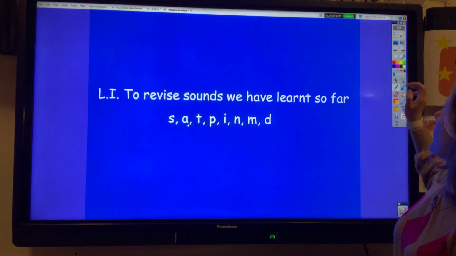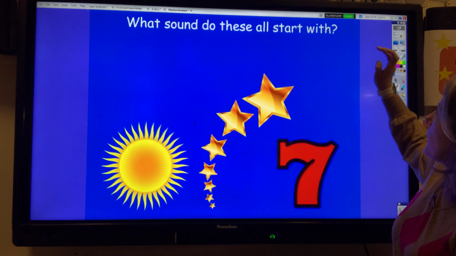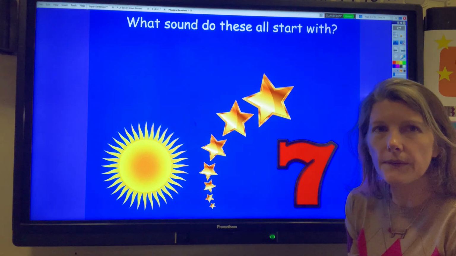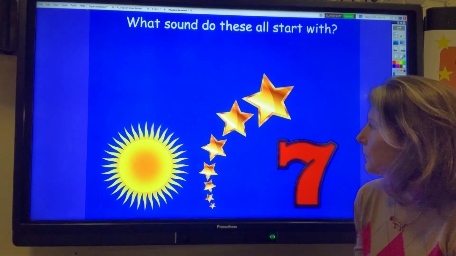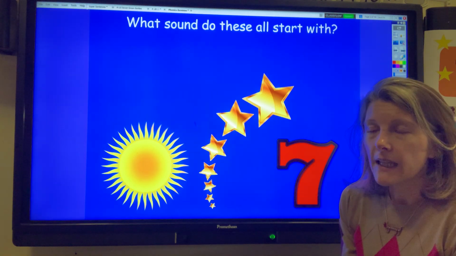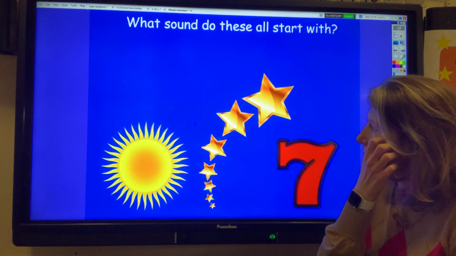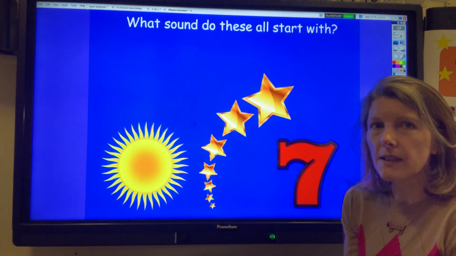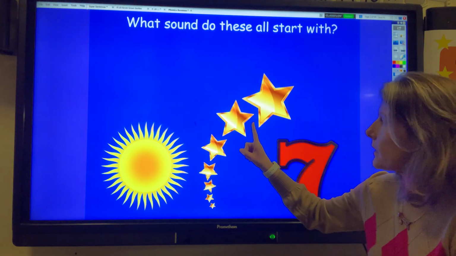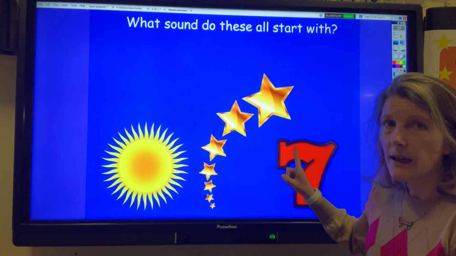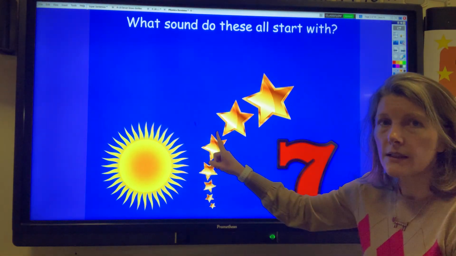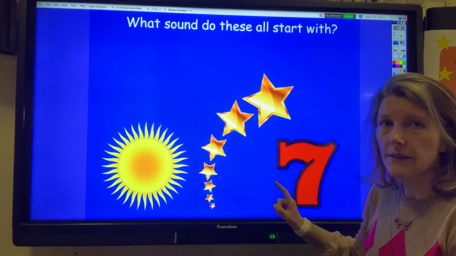Okay, so what we're going to do is we're going to have a look at some pictures. I want you to say all of these words, and see if you know which phoneme all 3 of these pictures start with. So let's say them together. We've got a sun, some stars, and the number 7. So sun, stars, and 7.